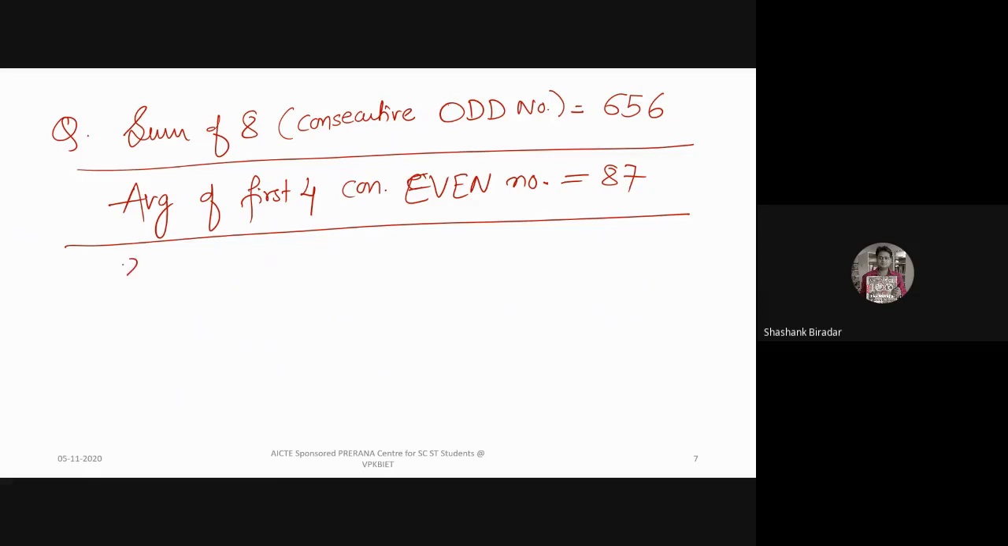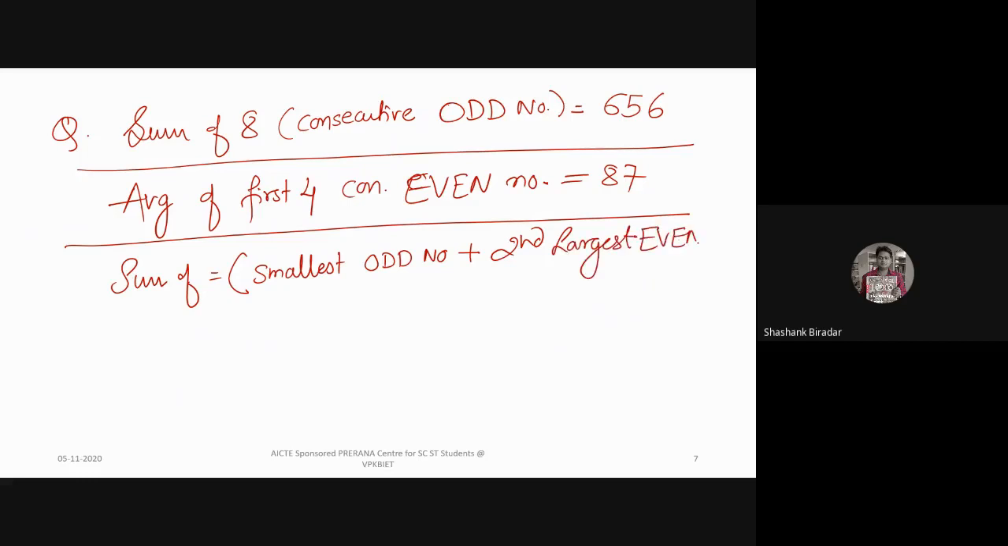Sum of the smallest odd number plus the second largest even number. This question is quite a tricky one, and this will be asked for 2 marks.